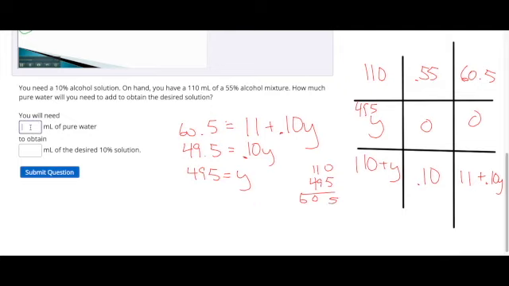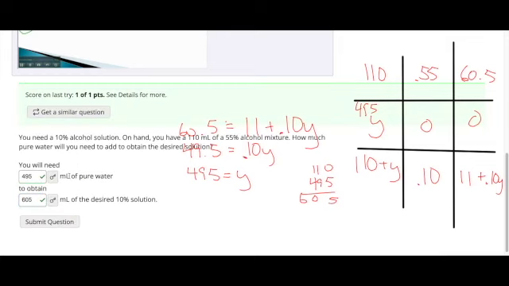So I'm going to put that down as 495 milliliters of pure water. And total, I just brain farted, 605 of the desired solution. This should be right. Everything looks like it fits. Everything makes sense. Hit it. And we got it right.